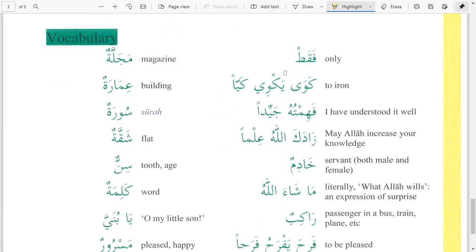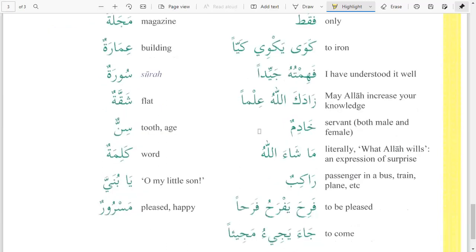And this is the vocabulary we will learn in this lesson. Majallatun, magazine. Faqat, only. Imaratun, building. Kawa, to iron. Suratun, surah. Fahimtuhu jiddan, I understood it well. Zadaqallahu ilman, may Allah increase your knowledge. Shaqqatun, flat or apartment. Sinnun, tooth, and also age.